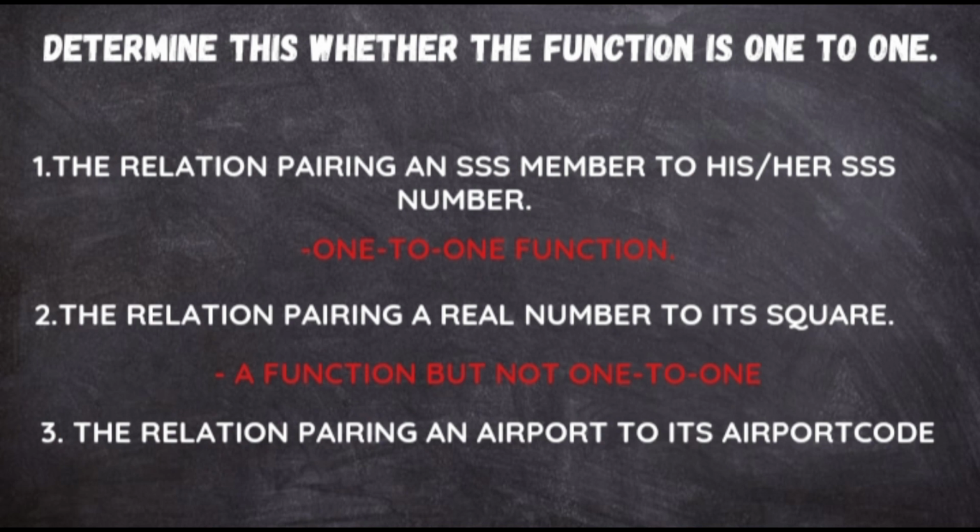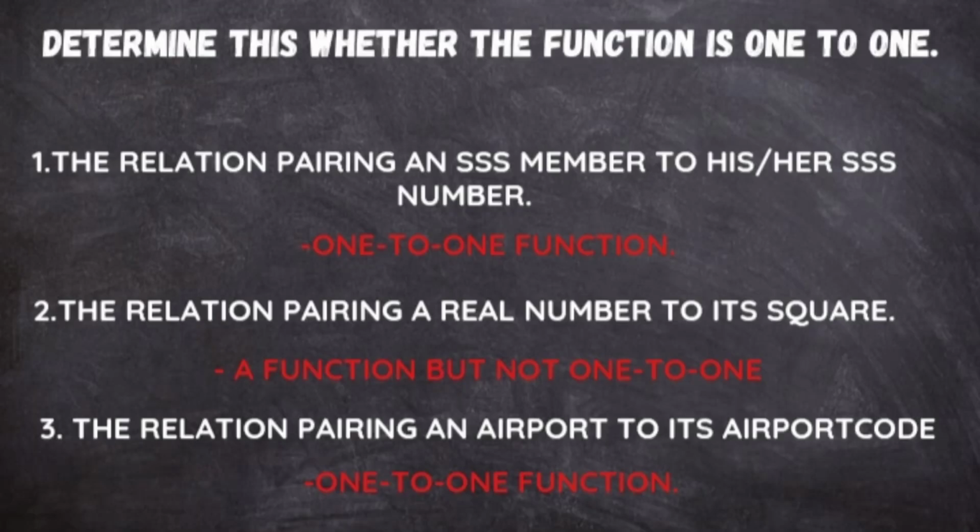Okay, number 3. The relation pairing an airport to its airport code. Well, the answer is one-to-one function. Assuming each airport has a unique code, one-to-one is achieved when each input, which is the airport, is associated with a distinct output, which is the airport code. So the answer is one-to-one function.